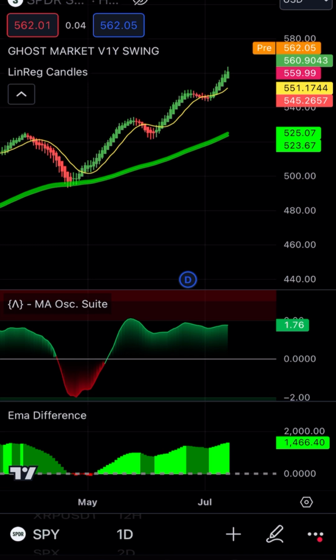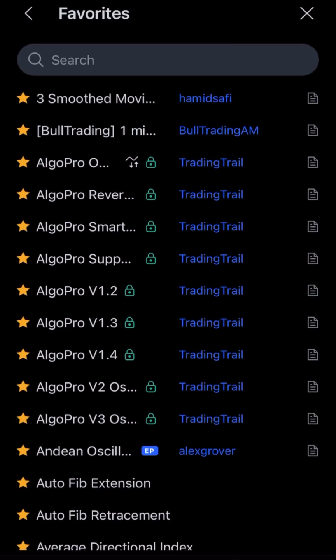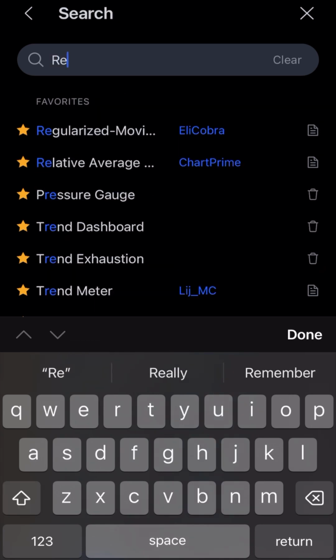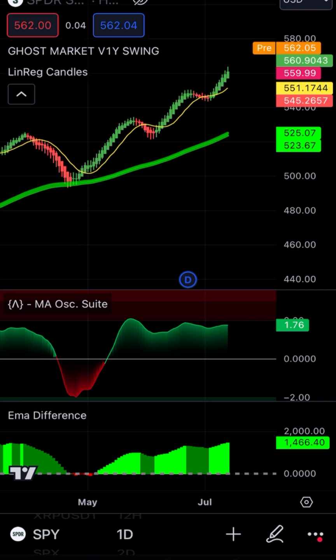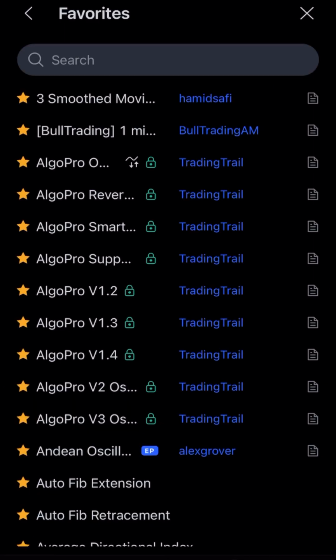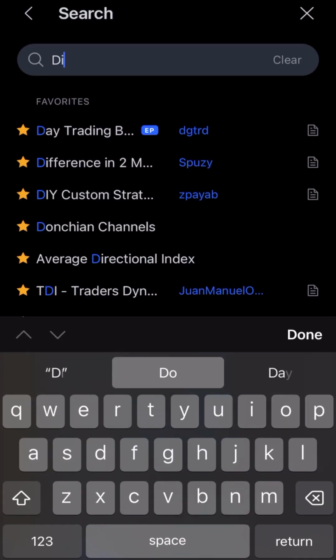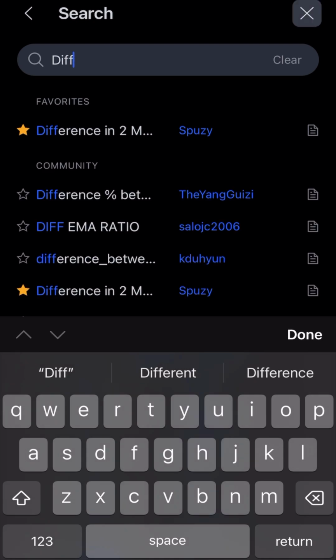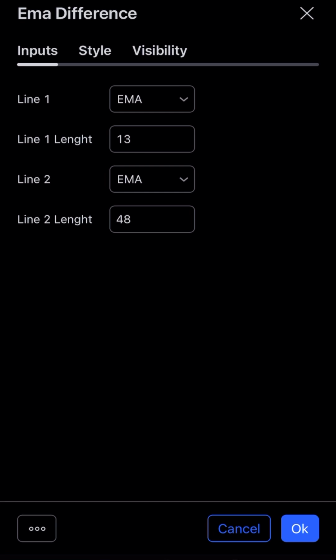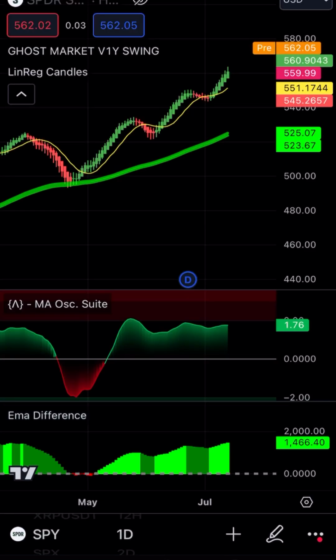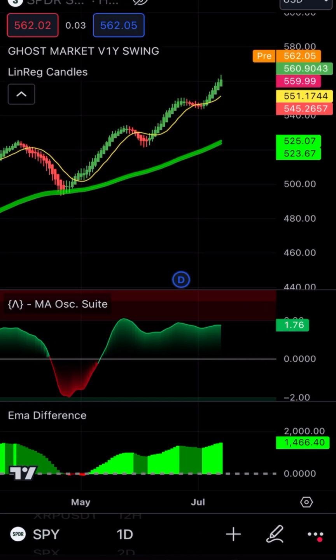The next one, you're going to get an indicator called the regularized moving average sweep. You're going to check that one. No changes to that one. And then you're going to go to your difference of 2 moving averages, and then you're going to input the settings 13 and 48, which is a pretty popular moving average strategy.